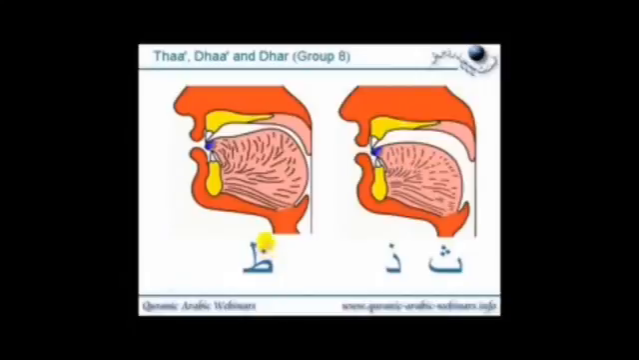The other one is the letter Tho, Tho, which again you apply a bit more pressure on the tongue at the front, and the back of the tongue will lift. So we have the letter Tha, Thal, and Tho, and that was group 8.